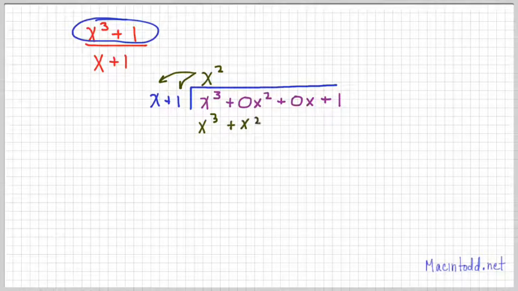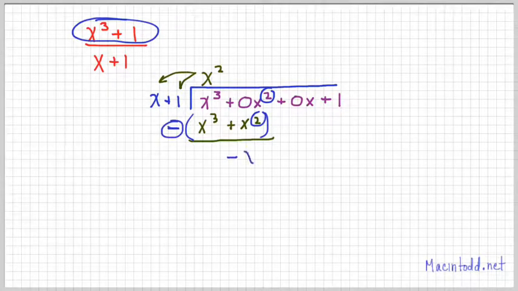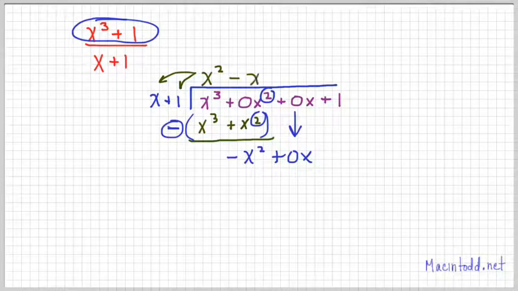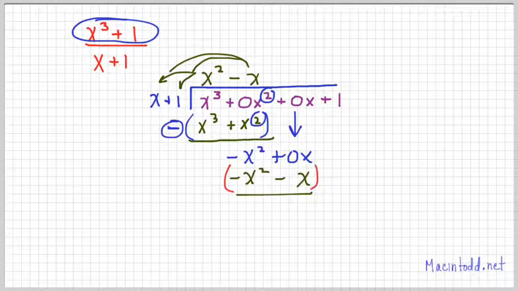And you can see why I had to put in that 0x squared now. What that's allowed to happen is for like terms, x squared terms, to line up. So I've got 0x squared, and I'm going to take away x squared. That's negative x squared, and I bring down the next term. Next I have to multiply by negative x, and I distribute that, and I get negative x squared minus x, and I subtract that line.